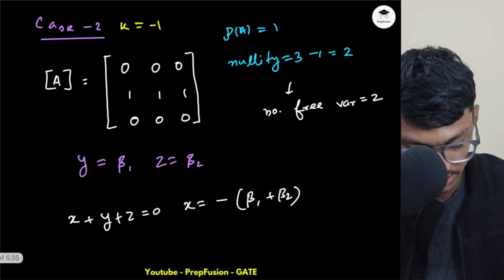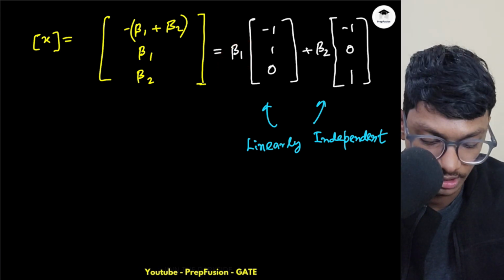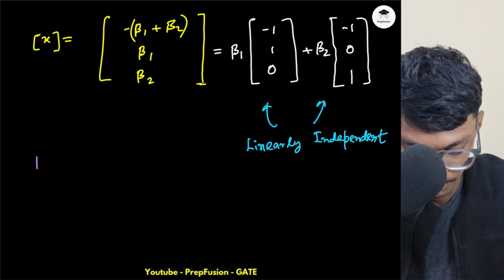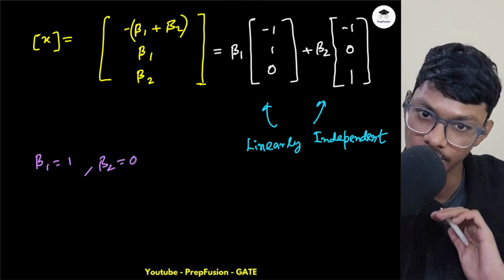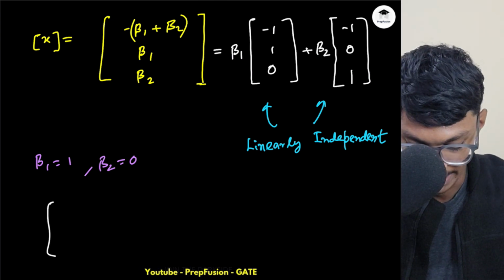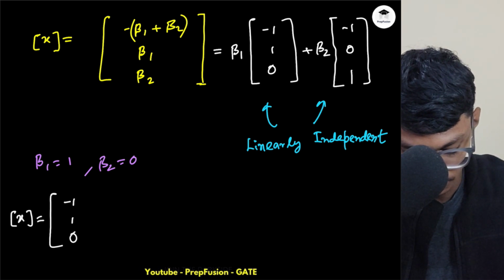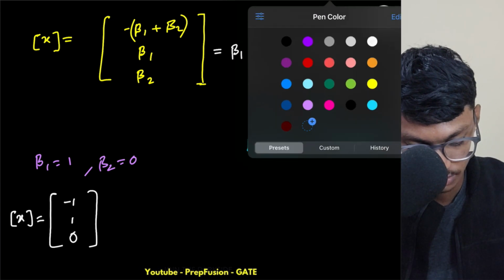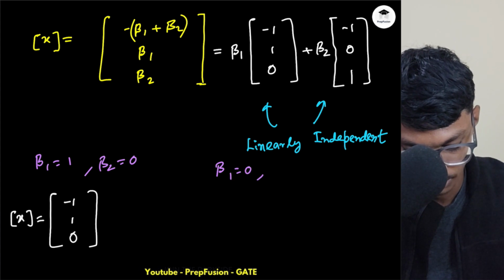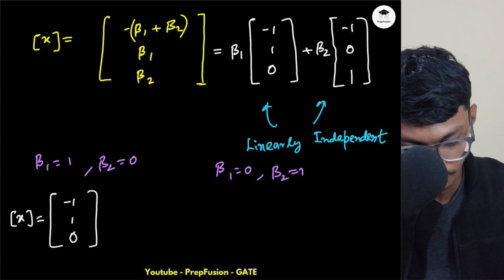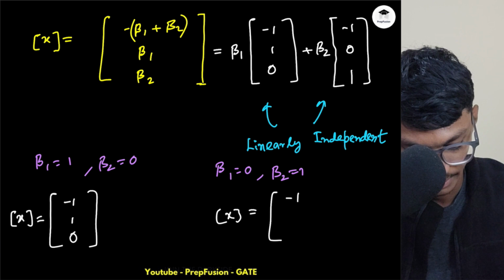Now let's come to this case. Here, let's take beta 1 equals 1 and beta 2 equals 0. I'm free to choose beta 1 and beta 2, anything. As these are free variables, my x solution will be minus 1, 1, 0. Now if I choose beta 1 equals 0 and beta 2 equals 1, then x equals minus 1, 0, 1.